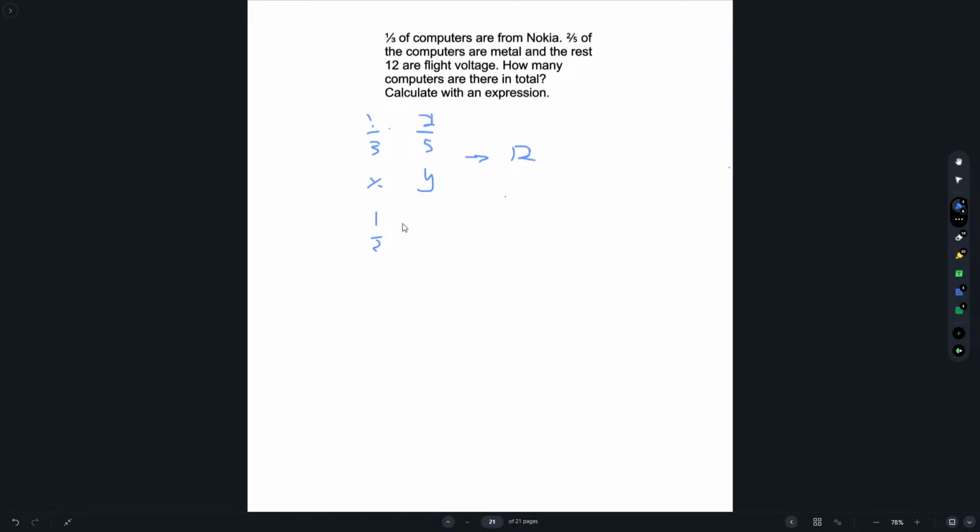So 1/3, 2/5. Let's combine them into like terms. Multiply by 5, we get 5 over 15. Multiply by 3, we get 6 over 15, which is 11 over 15 there. So this 12 would have to represent the 4 over the 15. Okay, so what do I do from there? If this is 4 over the 15, 12 is 4 out of 15. Then that means 6 is 2 out of the 15.